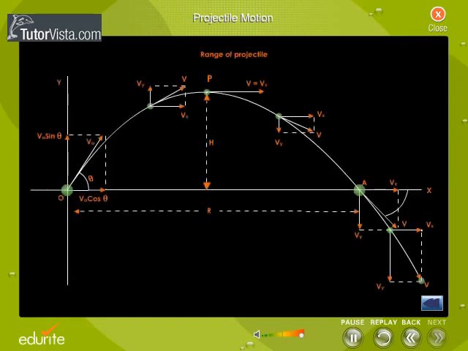Range of projectile. Range of projectile is defined as the distance between the point of projection and the point where the trajectory cuts any plane. R is equal to V0 squared sin 2 theta by g.